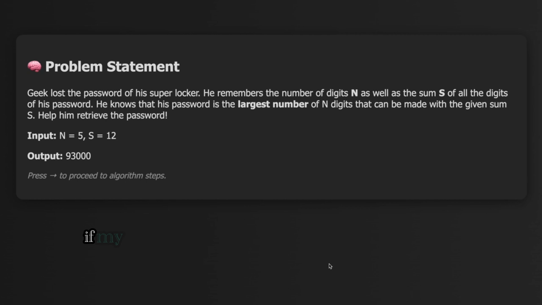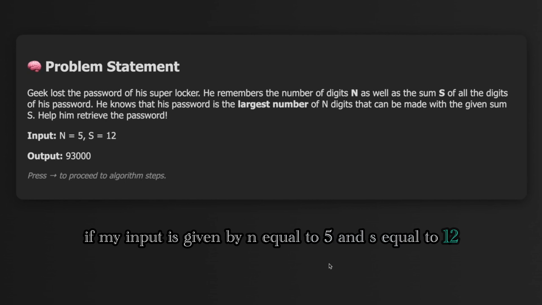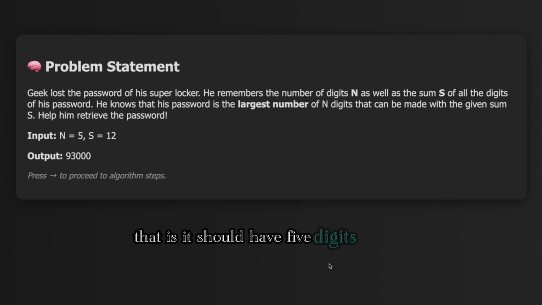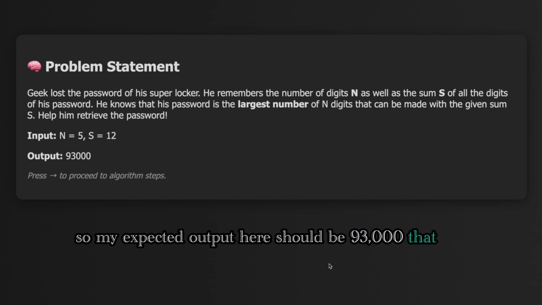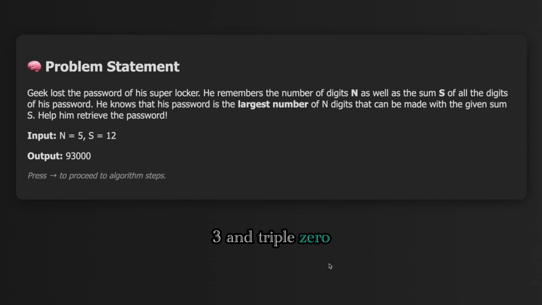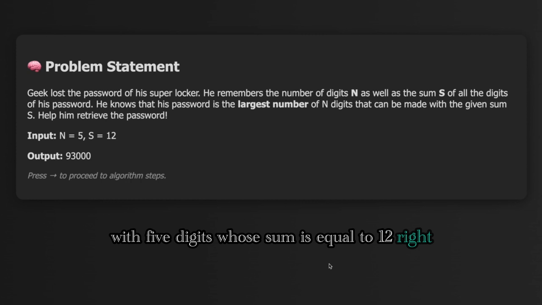So for example, if my input is given by n equal to 5 and s equal to 12, that is, it should have 5 digits in total and the sum of all the digits should be 12, my expected output here should be 93,000. That is 93 and 000. Because this is the largest number possible with 5 digits whose sum is equal to 12. So that's what we need to do in this problem.